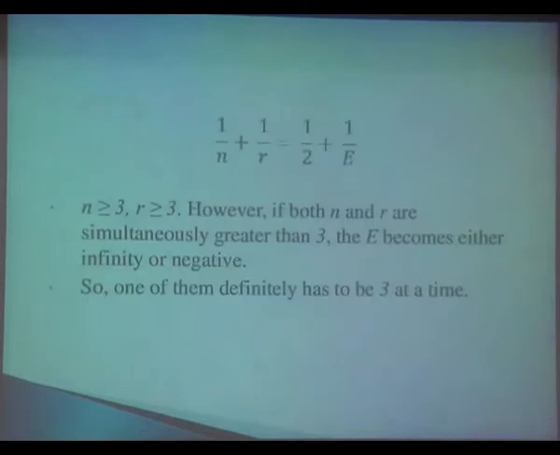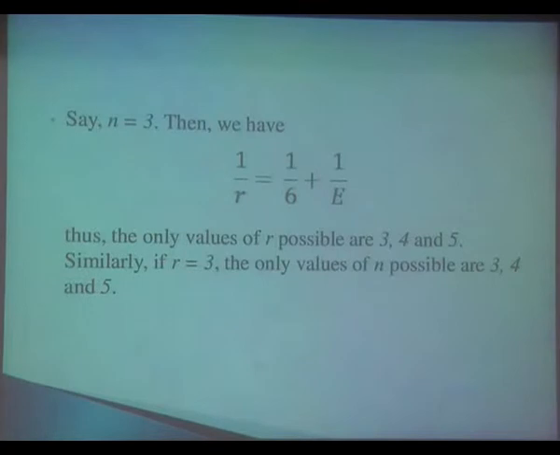So say N is equal to 3. Just put that there and you will get this. 1 by R is equal to 1 by 6 plus 1 by E. Now this should tell you that R can't go beyond 6. Otherwise E will go negative, and that has no meaning to it. So R can be only 3, 4 or 5. Similarly, if R is equal to 3, the only values of N possible are 3, 4, 5. So I only have 5 pairs of N and R possible here, and those 5 correspond to the 5 Platonic solids that I just showed you.